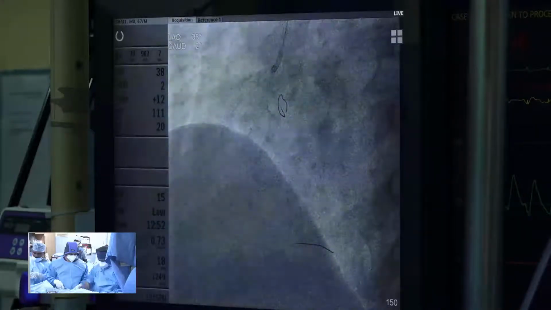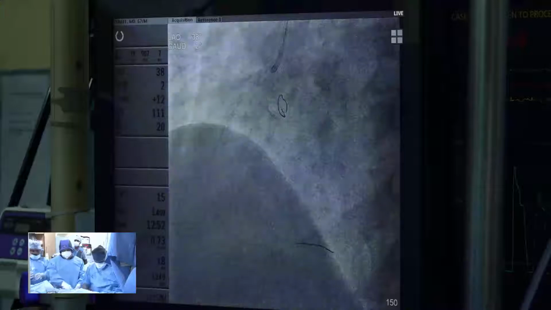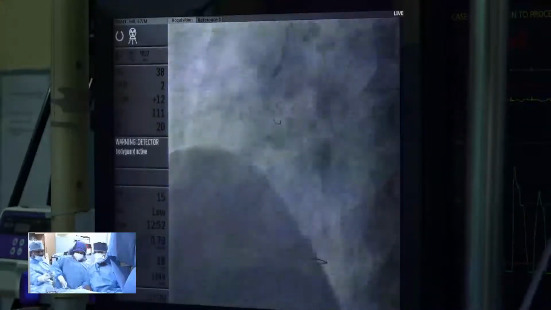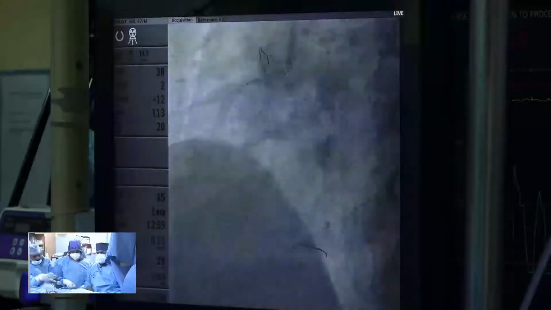Table. I think that wire is causing a problem. Remove that wire, the second wire. That's fine. Come to yellow. Yellow card, yes, sir.